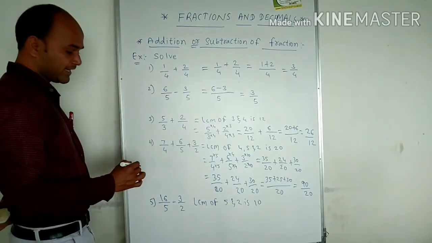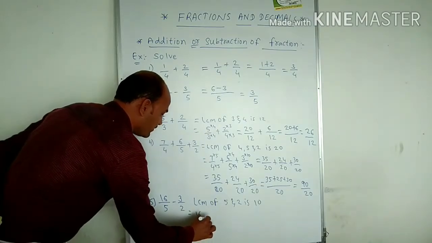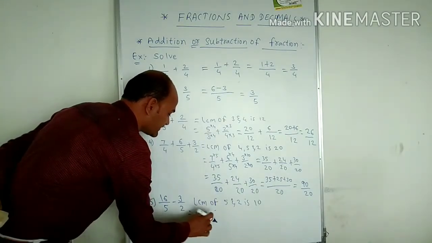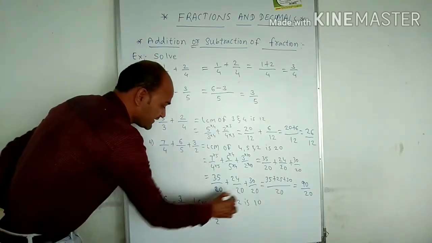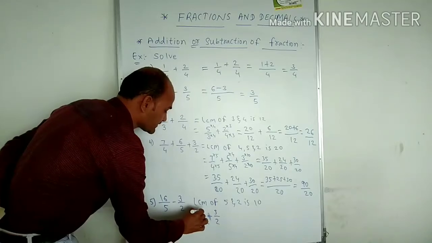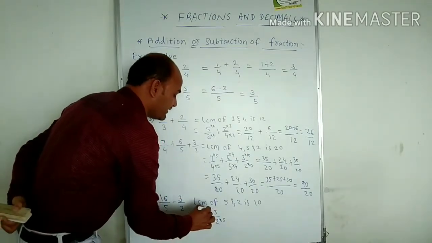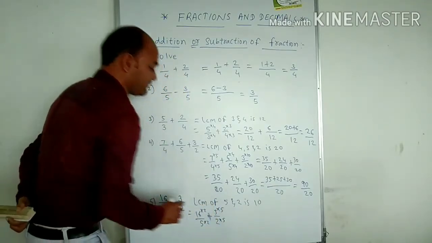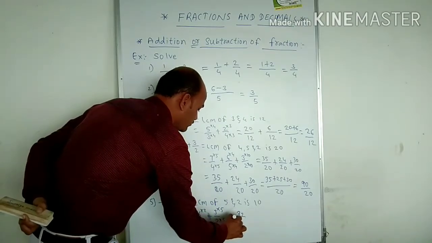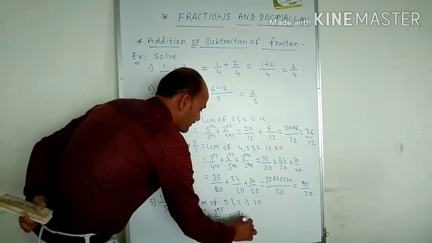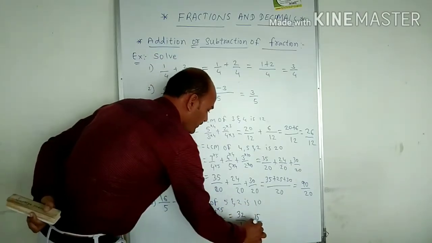So directly we find the LCM: 16 upon 5 minus 3 upon 2. 5 twos are 10, so 16 is also multiplied by 2. 2 fives are 10, so the numerator is multiplied by 5. Let me write 16 twos are 32 divided by 5 twos are 10, minus 3 fives are 15 divided by 2 fives are 10.